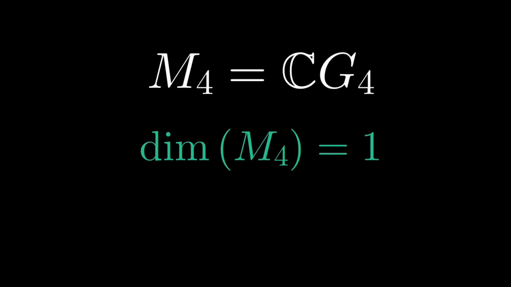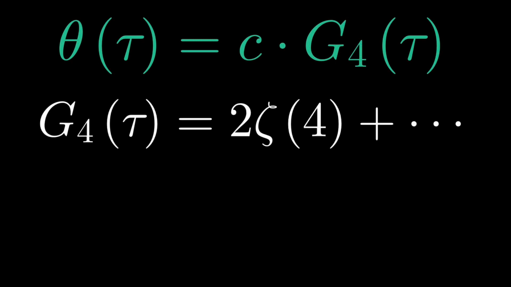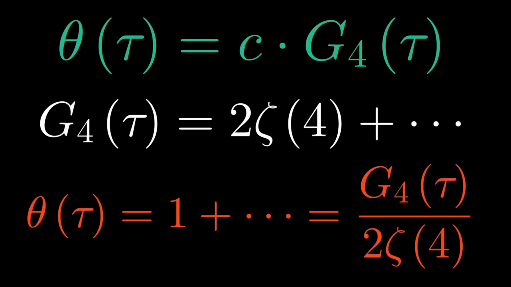Putting all of this together, we know that the theta function of the E8 lattice must be a multiple of this series. We know the non-normalized series has a constant term of 2 times zeta of 4, but the E8's theta function must have a constant of 1 since there is only one norm 0 vector. Therefore, the theta function must be G4 over 2 times zeta of 4. We still have not answered the question of how to count on the lattice, but we are very close now.